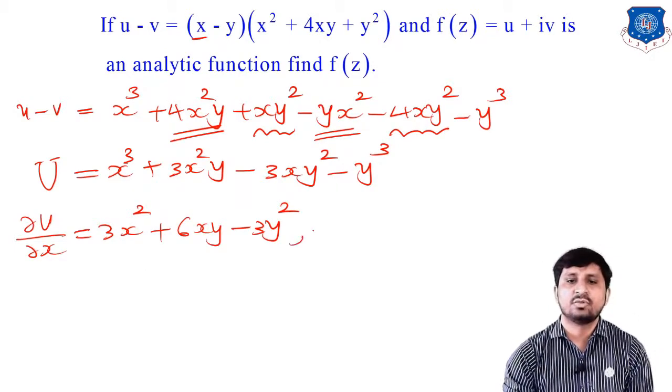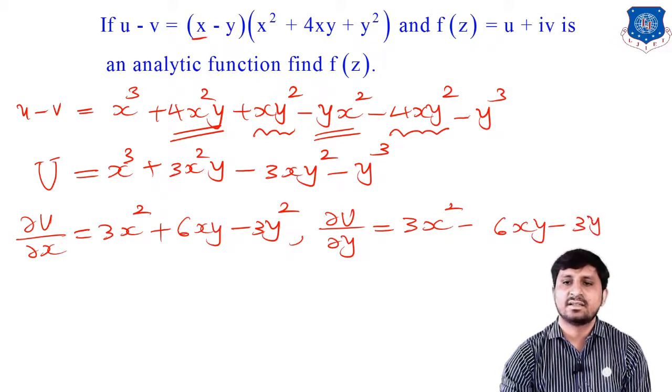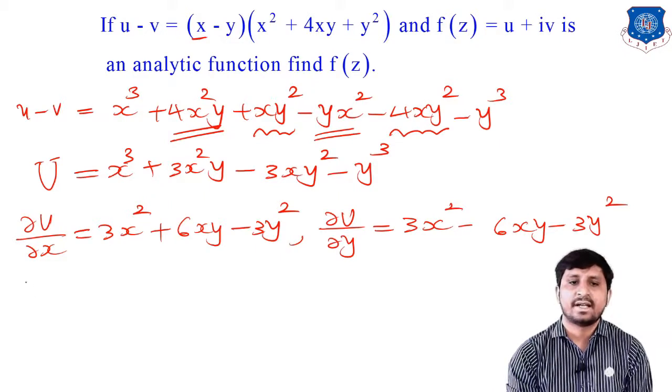What is my del u by del y? Del u by del y, that is equal to 3x square minus 6xy and minus 3y square. And now find F dash z. What is my capital F dash z?